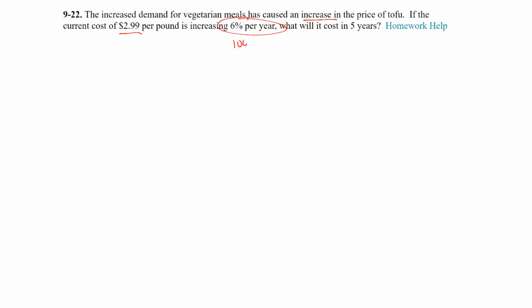So remember, we're starting at 100%, but it's increasing 6%. So that's actually 106%, or as a multiplier, 1.06. So we have the multiplier. We also need the initial, but that's the $2.99 of the current cost. And so we're able to write an equation based on those two pieces of information, and then we'll answer the question. So y is equal to the initial, $2.99, times the multiplier, 1.06, and then raised to the x power.